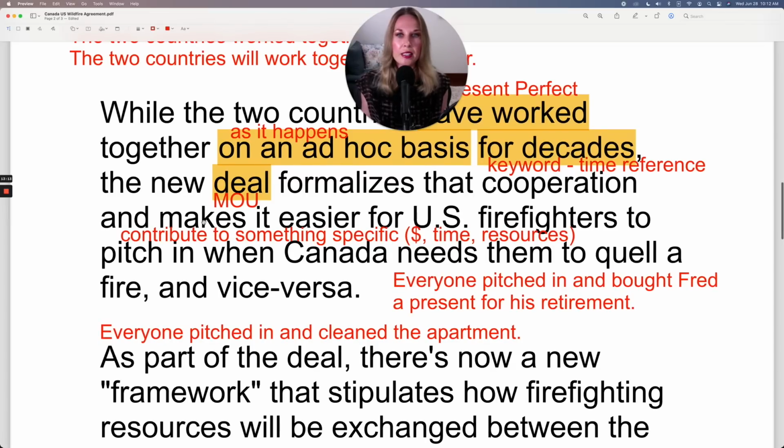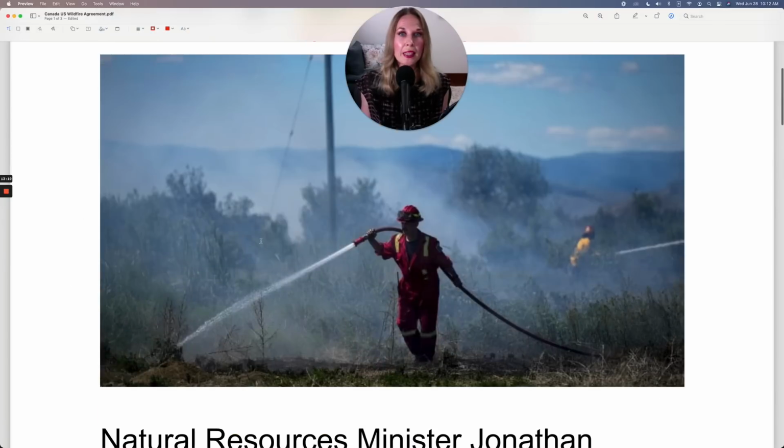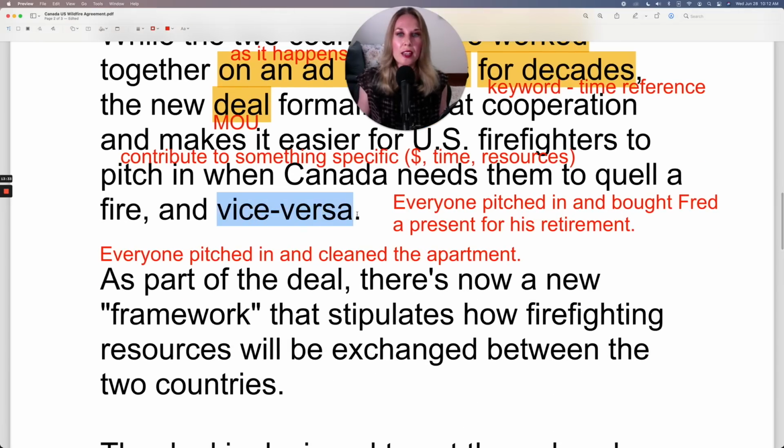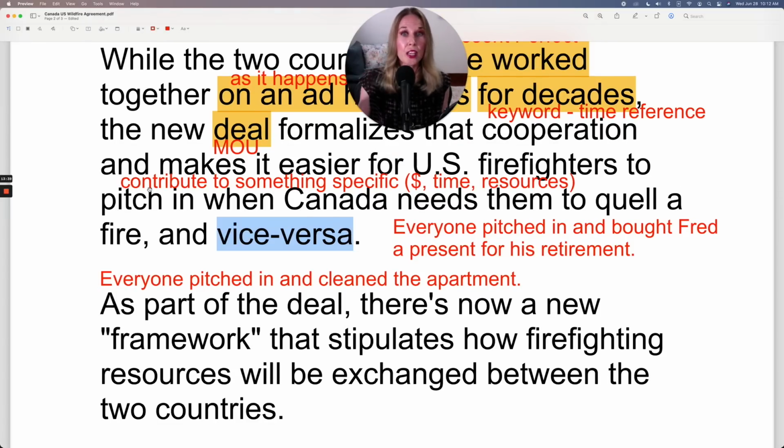So in this case, it will make it easier for U.S. firefighters to pitch in. So maybe they will give money, but most likely they'll give their skills. They'll give themselves to help stop the fires. And vice versa. Vice versa is when you want to say the opposite is true. So U.S. firefighters pitch in when Canada needs them, but also Canada pitches in when the U.S. needs support. So vice versa. I'll help you and you'll help me. Vice versa. So here, the opposite is also true.